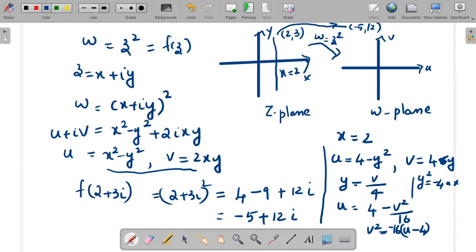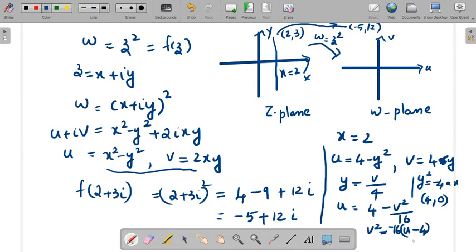Here we have x, but here we have u minus 4, which suggests that the vertex of this parabola will be at u equal to 4. Just equate this to 0: u minus 4 equal to 0 means u equal to 4. On the left side, v is taken alone, so the vertex will be 0. Remember, for the parabola y square equal to minus 4ax the vertex is 0, 0. It is open towards the left of the x axis.